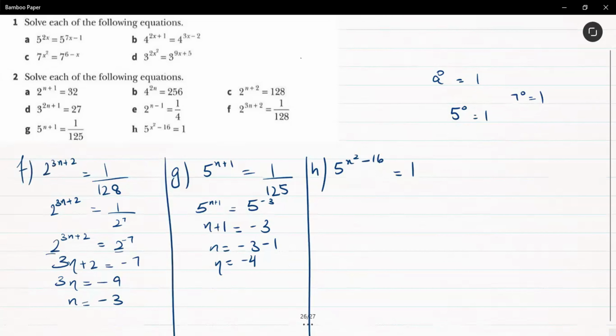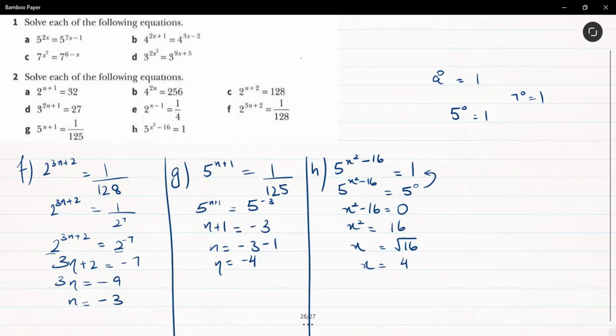So we can say 5 to the power x squared minus 16 is equal to 5 to the power 0, and that is essentially equal to 1. So x squared minus 16 is equal to 0. So x squared is equal to positive 16, and x is equal to the square root of 16. Now many students would write the answer as positive 4. However, that is not the only answer. That may be correct, but you might lose marks for this one.